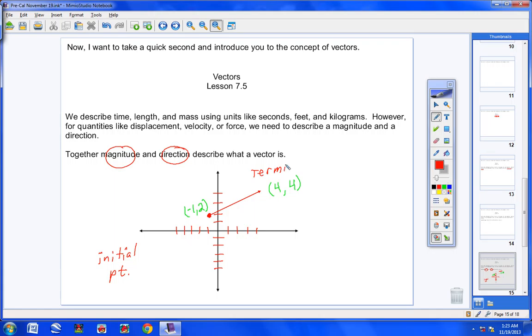Please make note of this. You need to know this, guys. Our terminal point. So the starting point is called your initial point, and your ending point is called your terminal point. And this right here, men, is called a vector. This is what a vector looks like right there. Okay? It's just a directed line is all that it is. A directed line. All right?